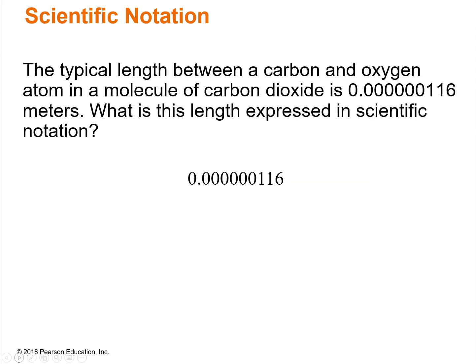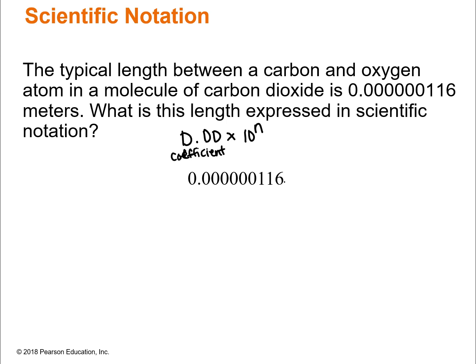Now let's do another one that's in the opposite direction. We've got the length between carbon and oxygen atom in a molecule of carbon dioxide is this really small number of meters. And we've got to write it in scientific notation. Remember that form. We've got to make our coefficient, and then we have to figure out our n.